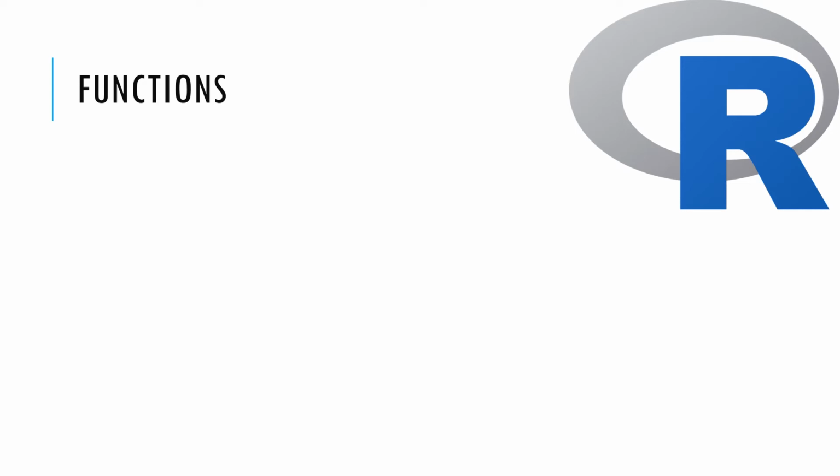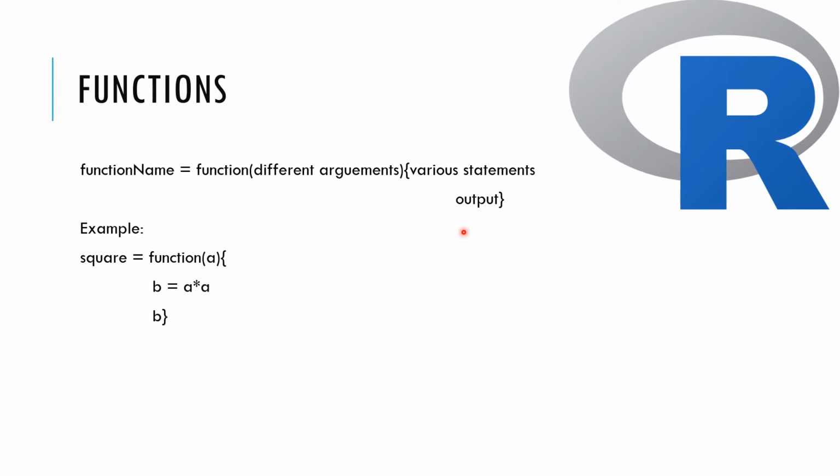So now we look at the functions code. Again, you know how to define a function. You have function, in the bracket you put the different arguments, and then in curly braces all the statements, and then the output. So let's look at one example here.